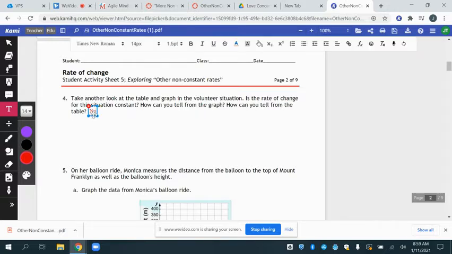No. The rate of change is NOT constant. We can tell because the graph does NOT form a straight line.